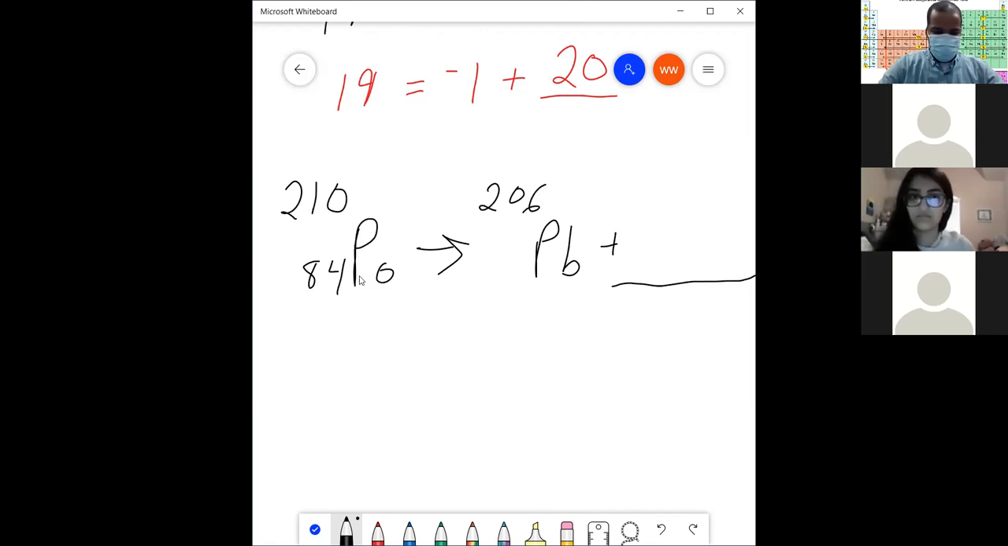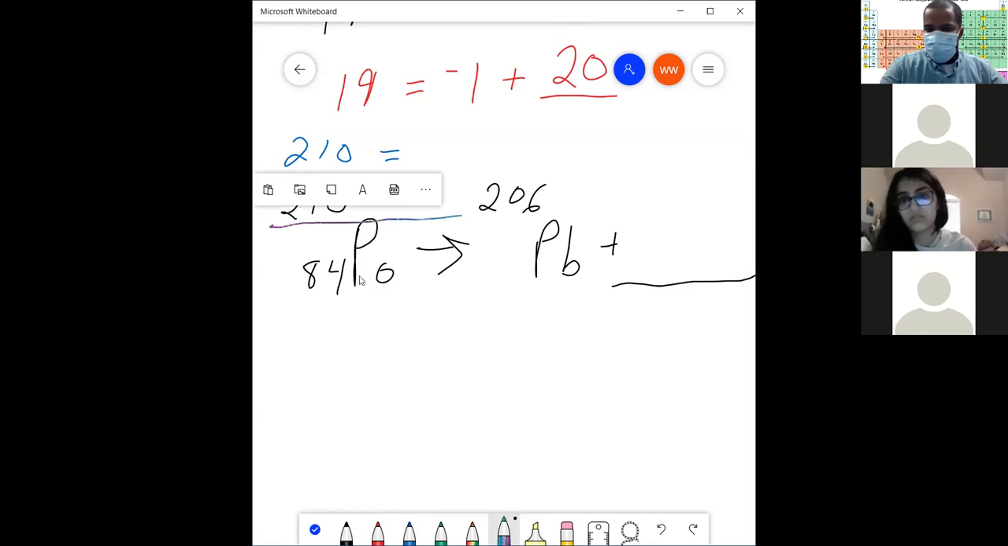Sally, what do I need to do next? Is it like 210 equals? Is that how I'm supposed to do it? So 210 equals what? Four plus 206, equals what? Four plus 206. You say four. Well, where's the four coming from? I don't see four down here. So I'm looking. Is it 84?